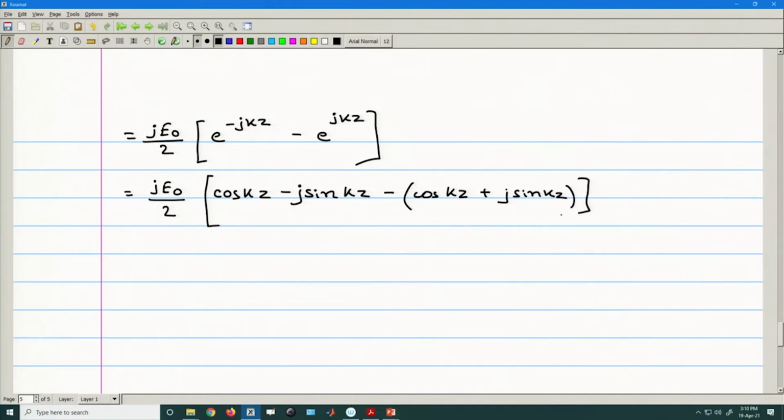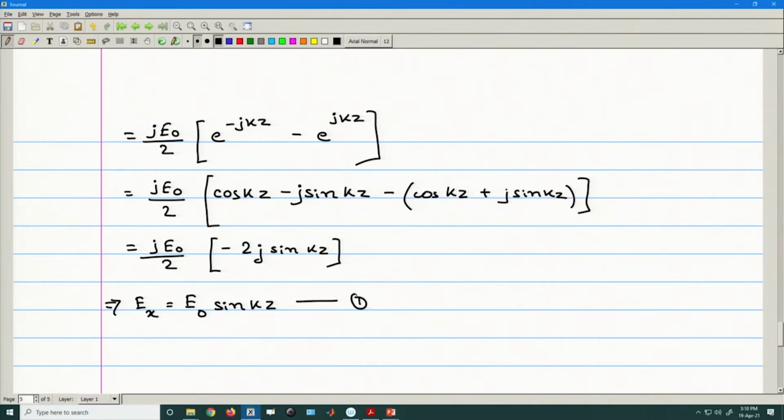Now, simplifying and opening the braces, we get j E naught by 2 times minus 2j sin kz. So, this 2 gets cancelled out and we get Ex as E naught sin of kz. Fine. So, we denote this as equation number 1.